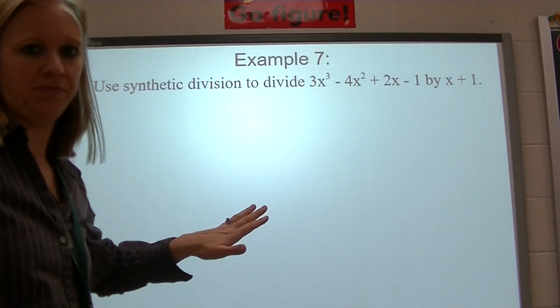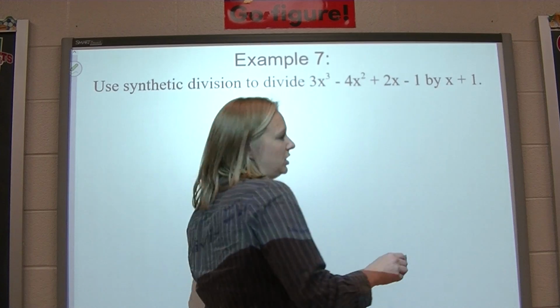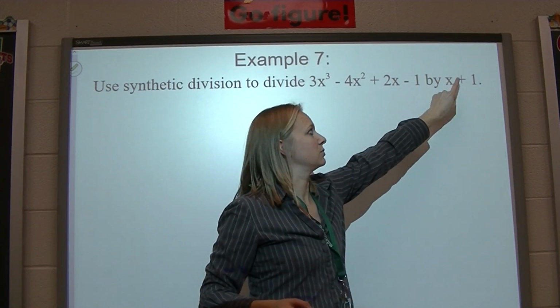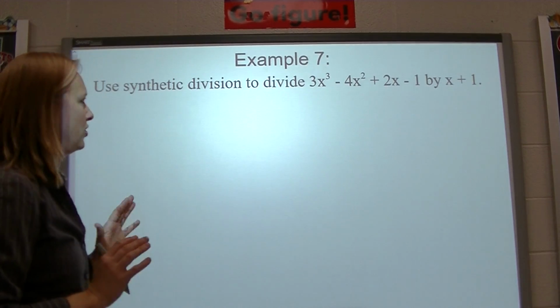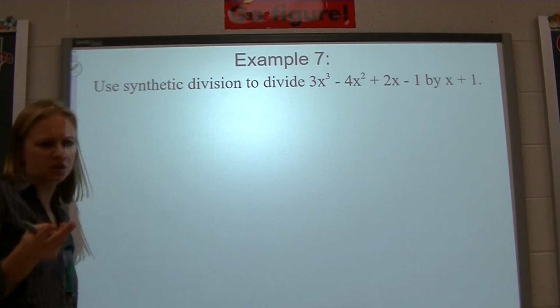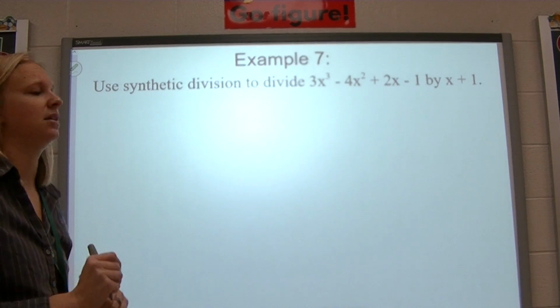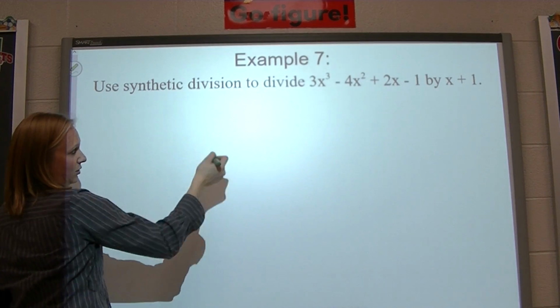Use long division, always. Because synthetic division you can only use when your factors are in the form of x plus or minus a number. That's the only time you can use it. And all the time you're not going to be given these problems. On your quiz, on your test, I'm not going to say divide using this method. I'm just going to say divide. So synthetic division, what it is, how it's set up.